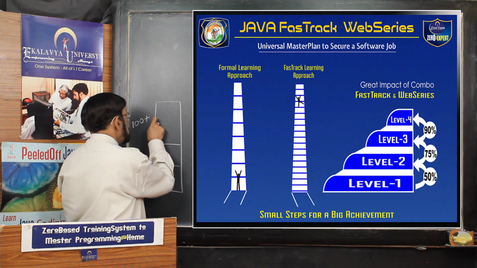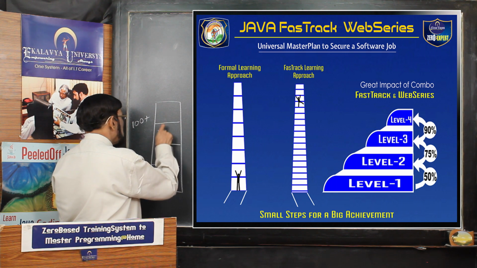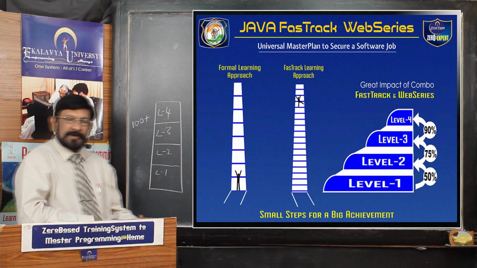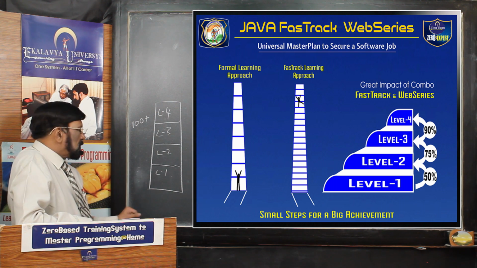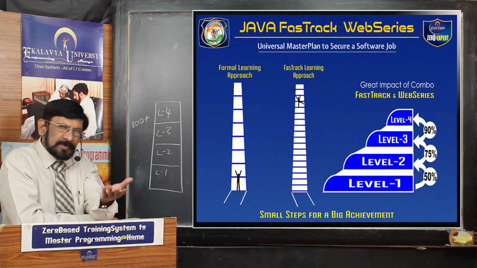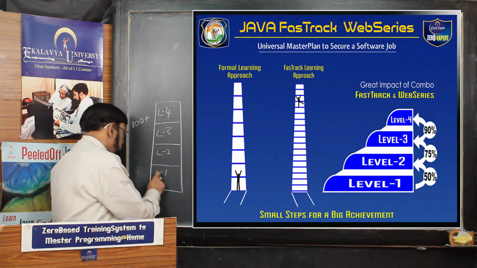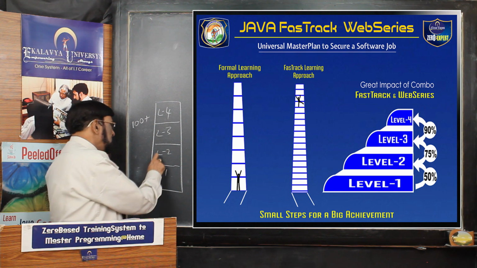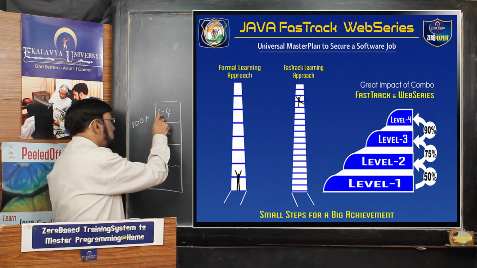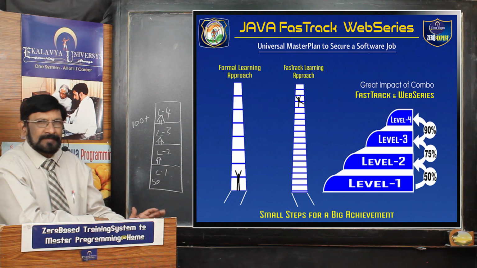This is the strategy, a simple strategy. This is level 1, level 2, level 3, level 4. Every project is divided into 4 levels. Level 1 is almost like the programs you did in the Feel Good Web Series. A 40 to 50 lines program you perform. The second level is an extension of level 1. The third level is an extension of level 2. The fourth level is an extension of level 3. This is the model.